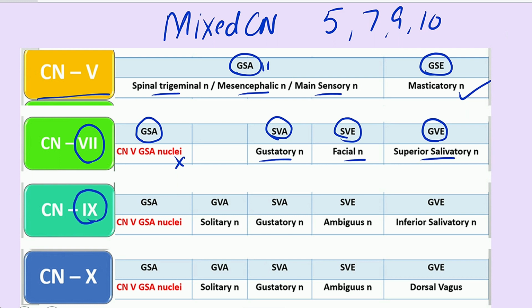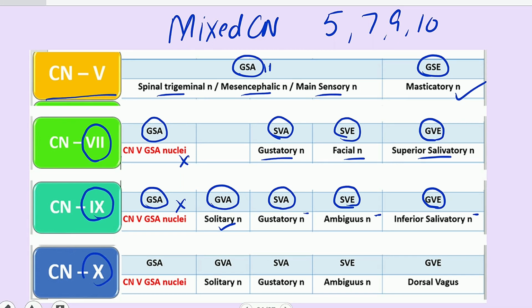Then is the ninth cranial nerve. It has 5 functions. For general somatic afferent, the nucleus is the same as the trigeminal nerve. For general visceral afferent, it has the solitary nucleus. For special visceral afferent, it has the gustatory nucleus. For special visceral efferent, the nucleus is the nucleus ambiguus. For general visceral efferent, the nucleus is the inferior salivatory nucleus.